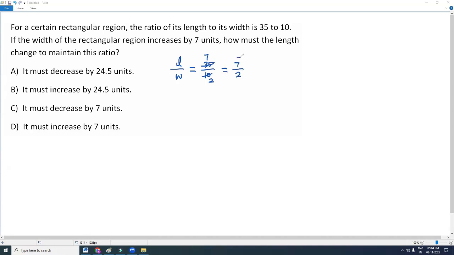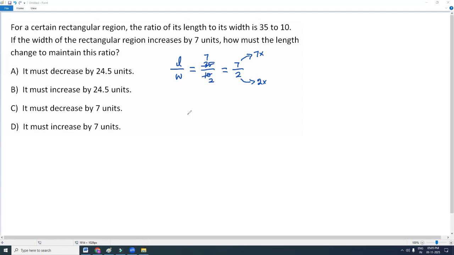Okay, now from the terms of the ratio over here, if I want to get the length and width of the rectangle, I have to multiply both the terms by the same non-zero number, say x. When I multiply this 7 by x, I am getting 7x. So 7x is the length of the rectangle, that is the original length. And when I multiply this 2 by the same non-zero number x, I am getting 2x. So 2x is the original width of the rectangle.